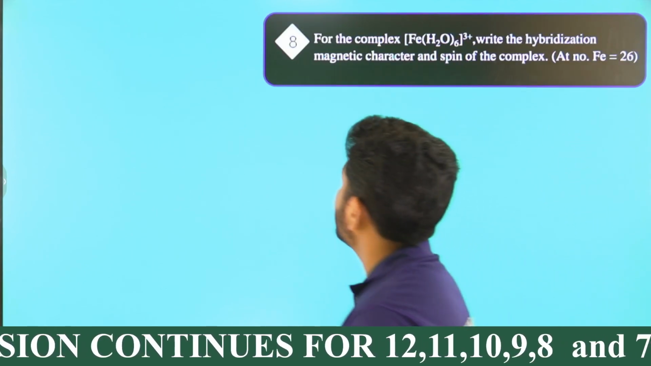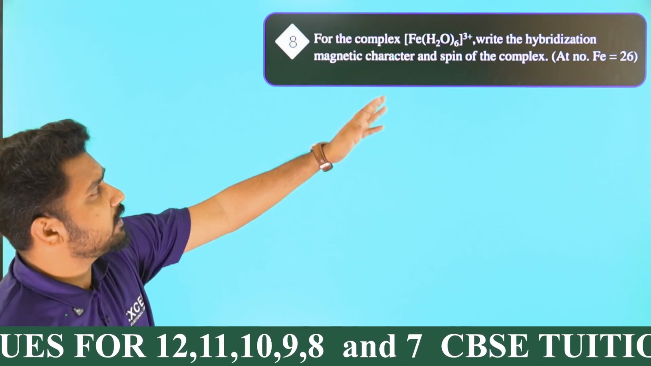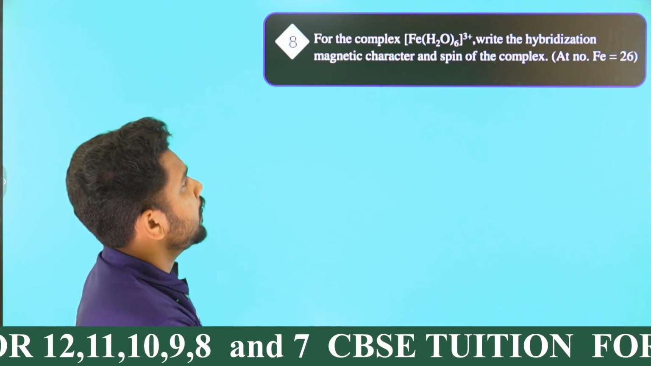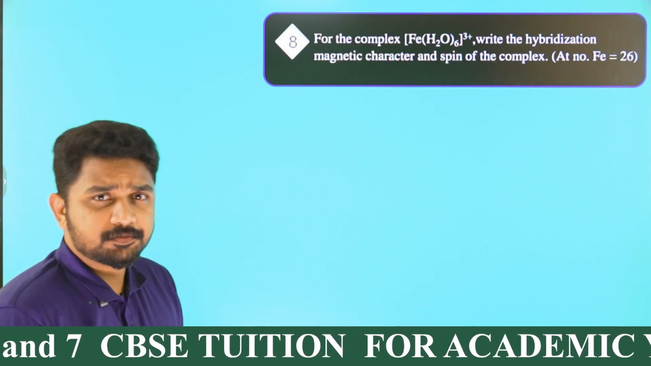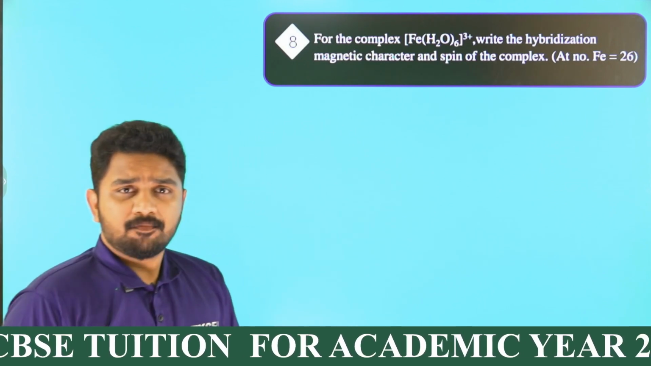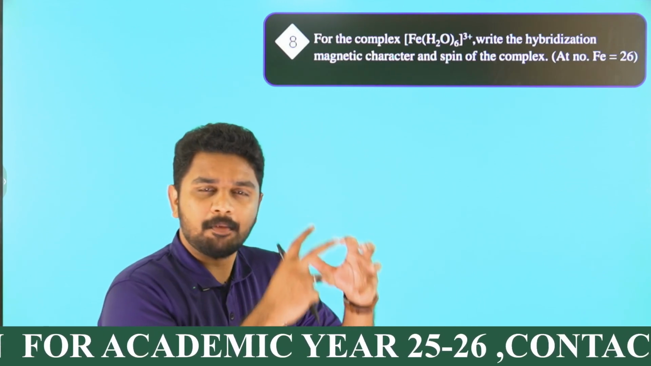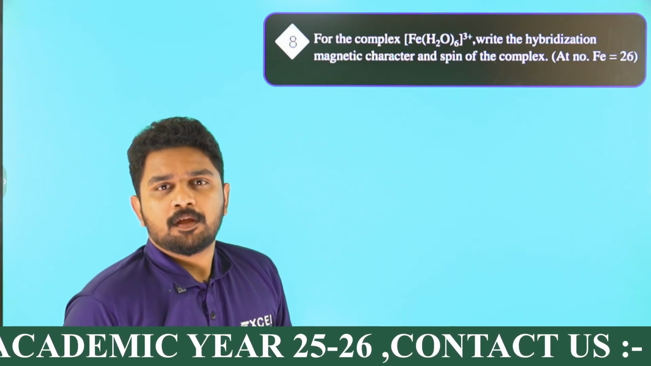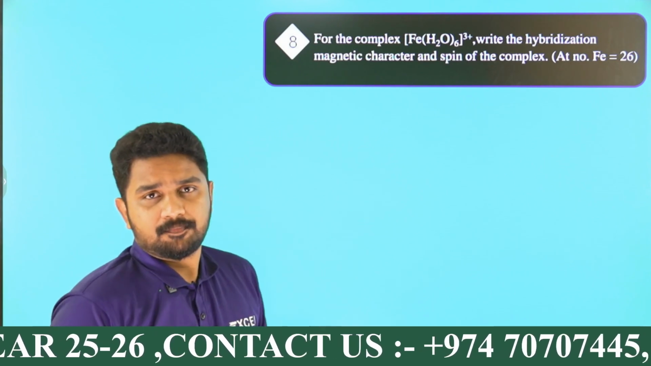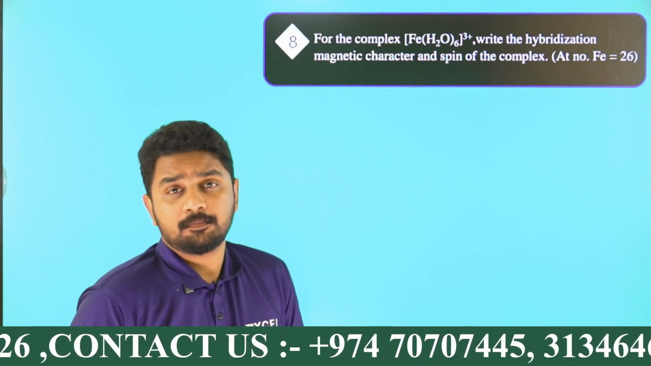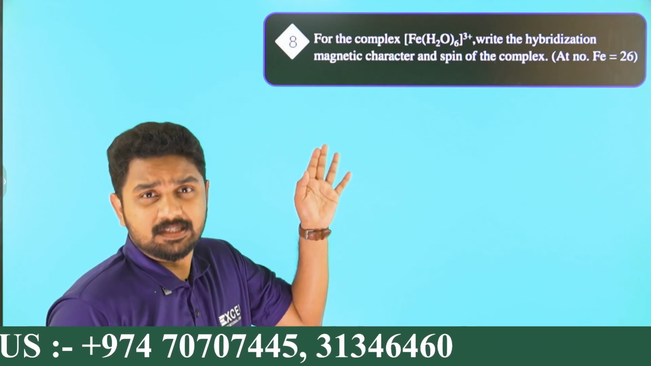Yes, next question. For the complex [Fe(H2O)6]3+, write the hybridization, magnetic character and spin of the complex. Of course, after isomerism, we are studying VBT, valence bond theory, or bonding in coordination compounds. From VBT you should study this, because it will be a direct question. That means you can easily score from this topic.